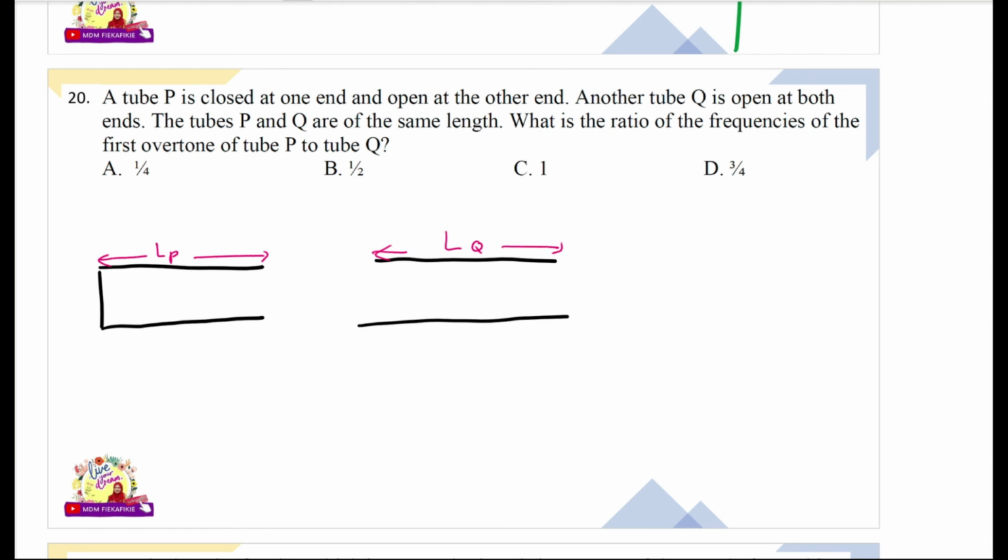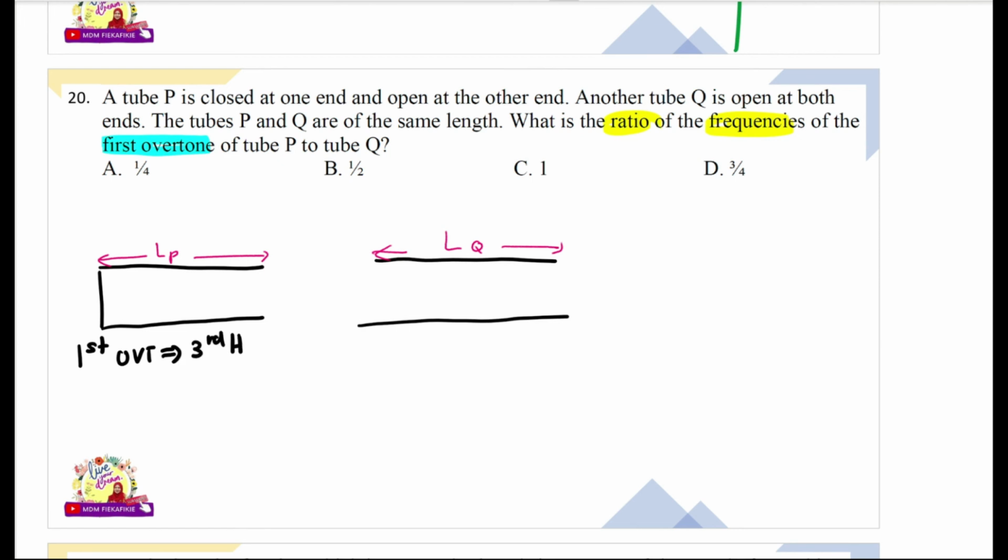Okay. What is the ratio of the frequencies of the first overtone of tube P? Okay. Ratio of frequency. First overtone. Okay. First overtone untuk closed pipe dengan first overtone untuk open pipe berbeza. So, kena ingat. Kita tulis dulu kat sini. Saya ulang semula. First overtone untuk closed pipe adalah bersamaan dengan third harmonics.